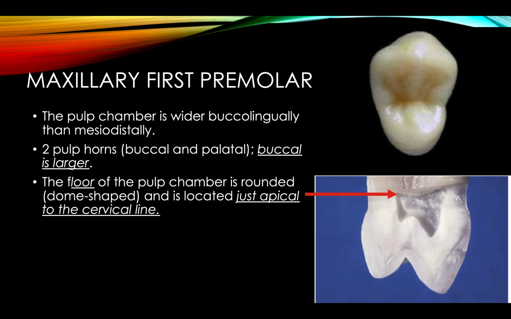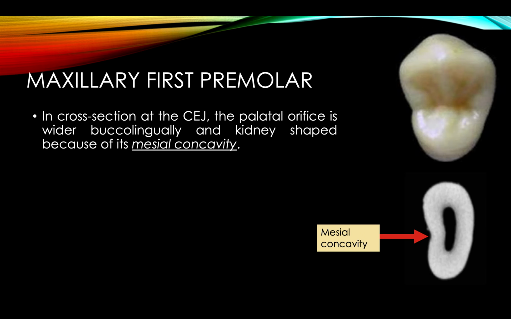If you remember the criteria of the ideal access cavity preparation, the pulp floor should be untouched and should not be damaged. Knowing that the floor of the pulp chamber of the maxillary first premolar is located apical to the cervical line will help and guide you to keep your burr away from the floor of the pulp chamber to avoid any damage to it.